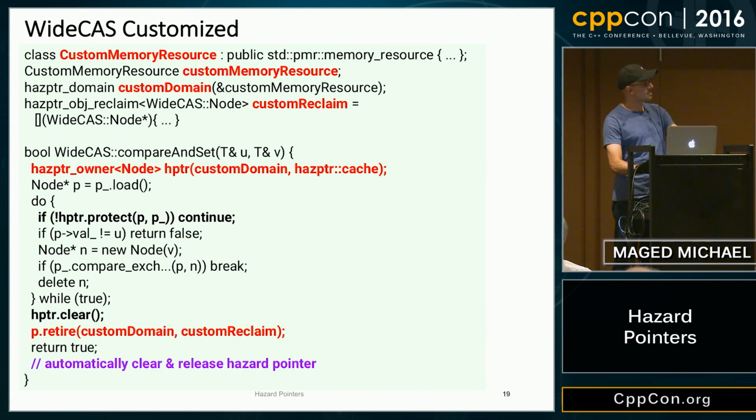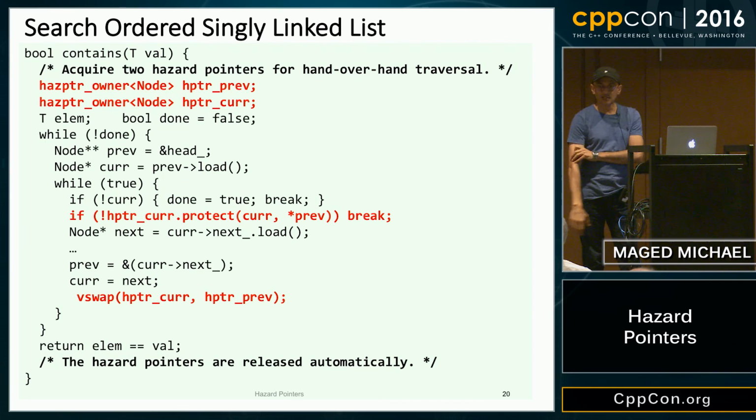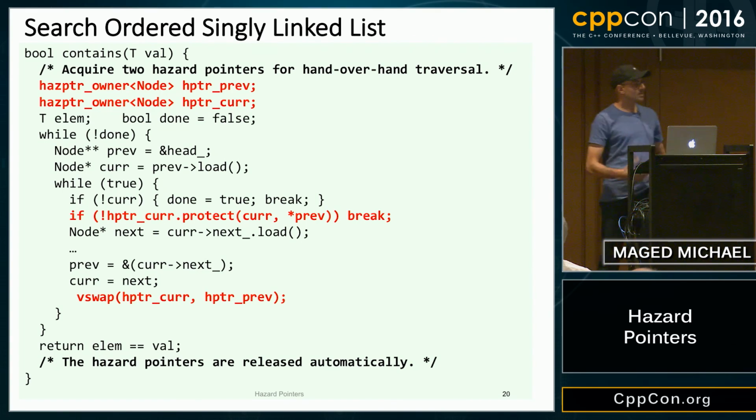If we want to customize, there's a way to customize, like the example I showed you for the concurrent set. I'm going to end with showing you an example of hand-over-hand traversal. Here we have a reader that is looking for a value in an ordered singly linked list, and to do hand-over-hand traversal, it acquires two hazard pointers, one for the previous node and one for the current node, and hand over hand.